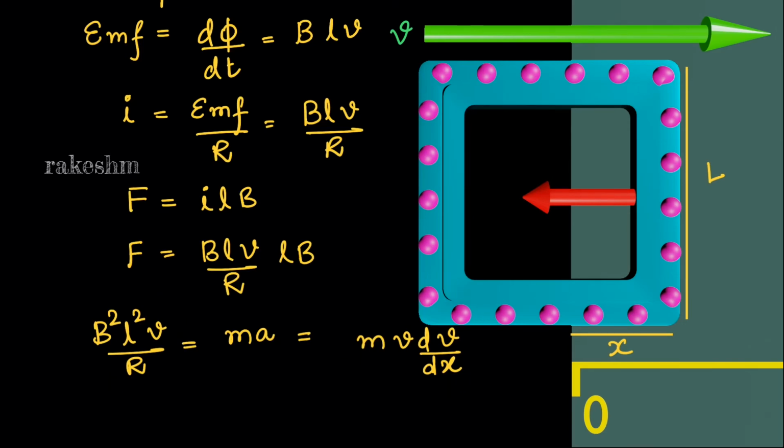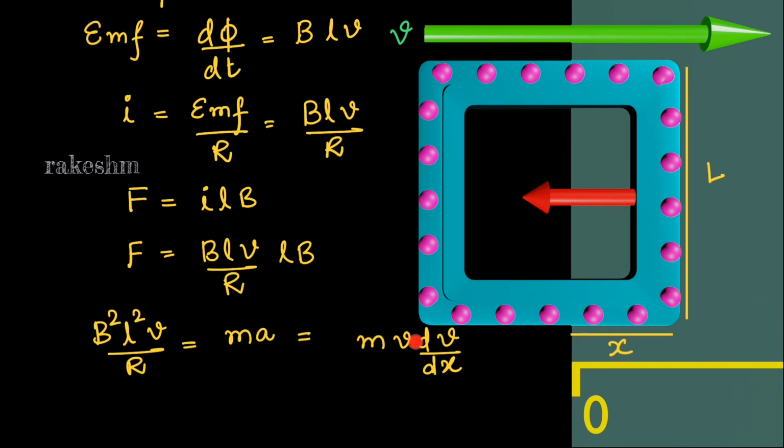One very important point I want you to note here is, you see this B square L square by R is a constant, it is positive. The velocity v of the loop is in this direction. So the velocity v is positive. We can say that the LHS is positive. Let us have a look at the RHS.